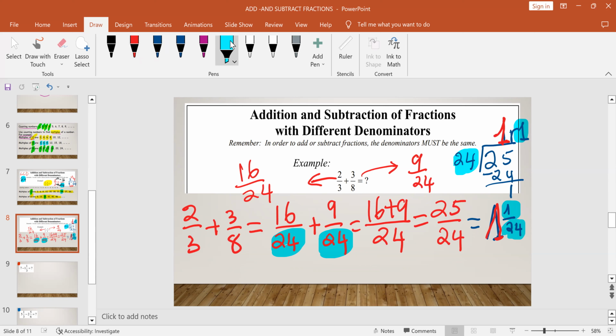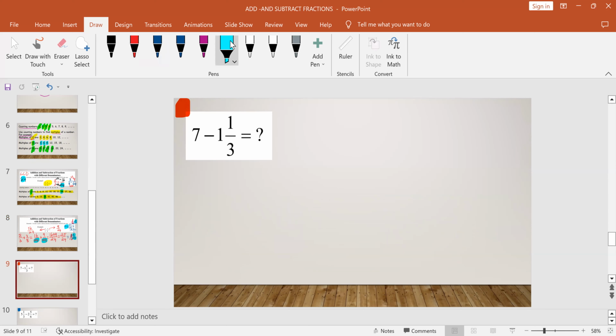Okay, let's see another example. Wow, here we have a whole number which is 7 minus a mixed number. Yes, it's also possible to do this. So to do that, first of all, we're going to rewrite 7 as a fraction. How to rewrite 7 as a fraction? You have to understand that 7 is the same as 7 over 1. Every time you have a whole number and you want to change it into a fraction, just take that whole number and divide it by 1.